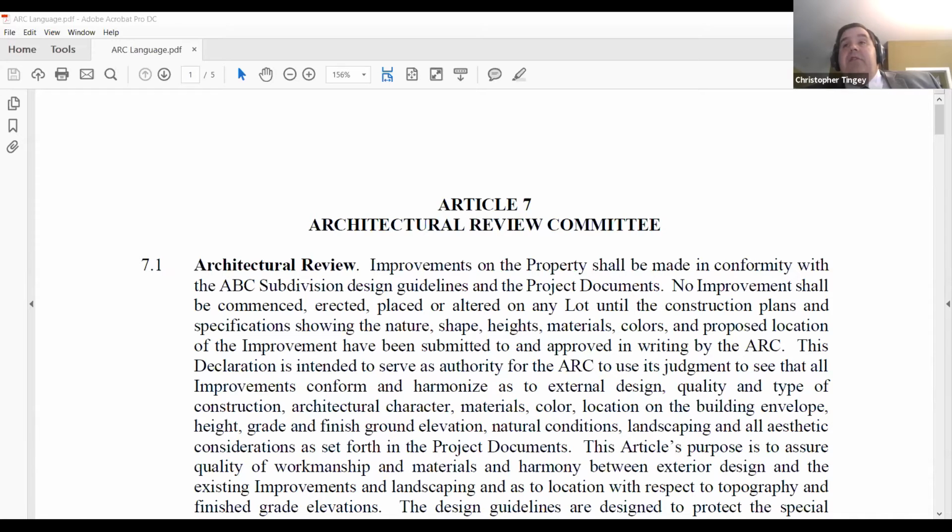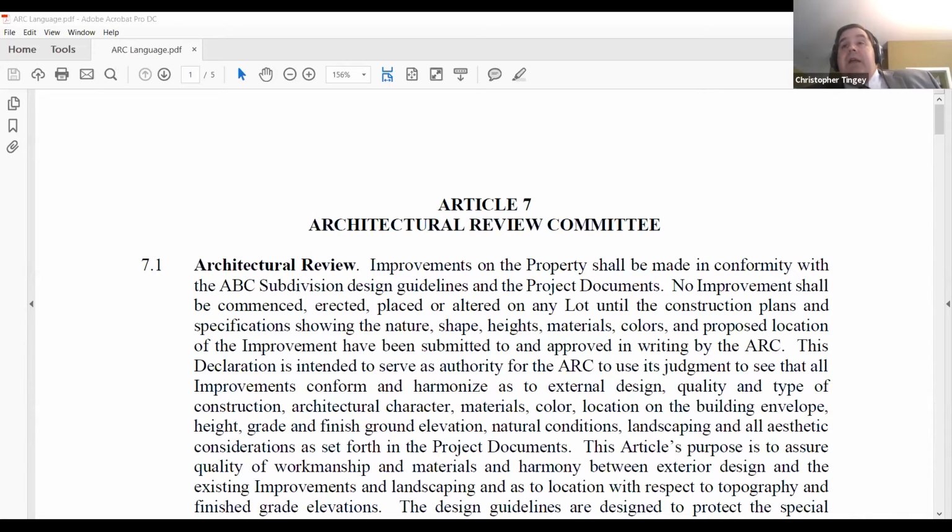Then another thing that is key in this process is that it says you have to provide plans and specifications showing all of these different elements. Now, sometimes an element may not come into play, right? So let's say I'm painting my house and I'm just repainting it the same color that it is now. Well, the height's not going to matter because there's nothing that really applies. So you have to look at each one of these characteristics separately, but it's given you the breadth of what the ARC is doing.